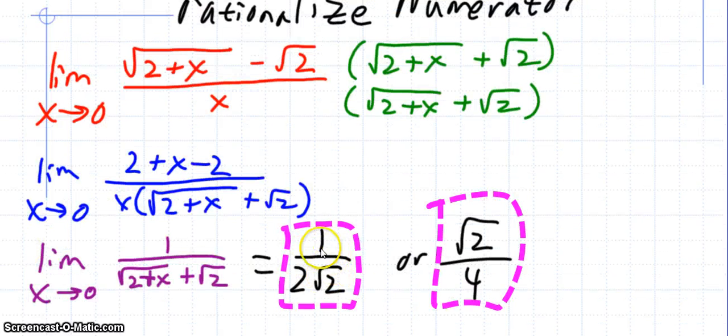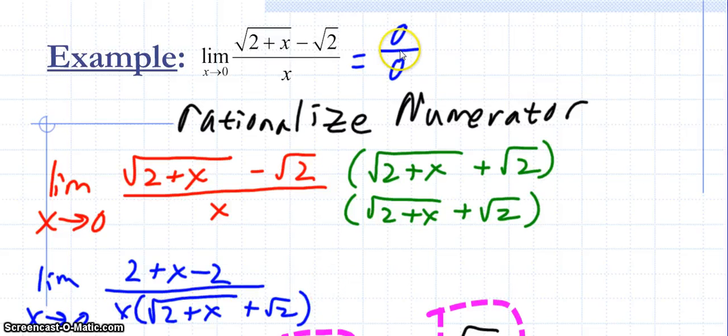Alright, so here hopefully you got 1 over 2 root 2, or if you decide to rationalize that as an answer, which you do not have to, it's up to you, you would get root 2 over 4. So those are the same thing, either of those are correct. How did we get that? Well, again, here we run into the issue of we get an indeterminate form, 0 over 0.